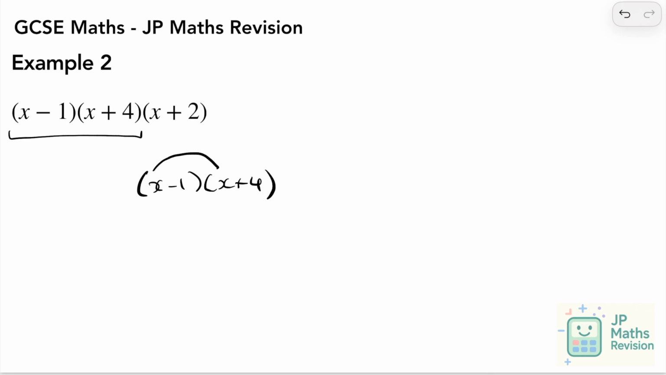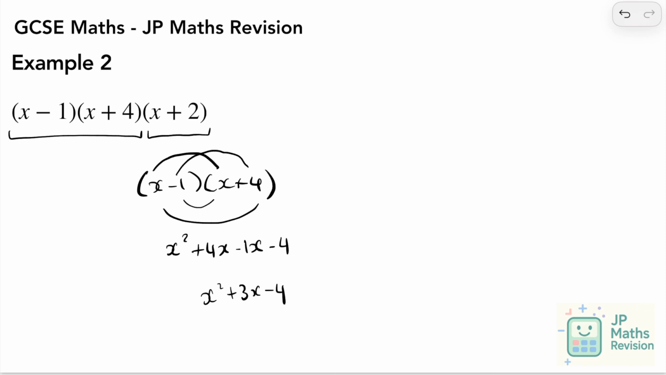So x times x is x squared. x times 4 is 4x. Minus 1 times x is minus 1x. And minus 1 times 4 is minus 4. So now we need to simplify that. So that becomes x squared plus 3x minus 4. And then finally, we're going to multiply the result by x plus 2.